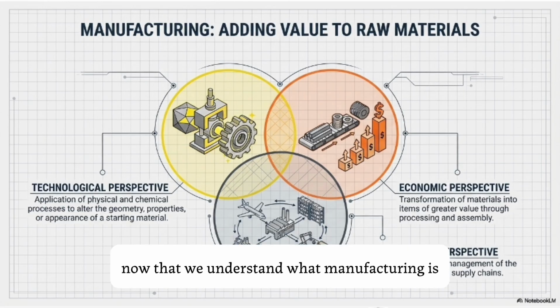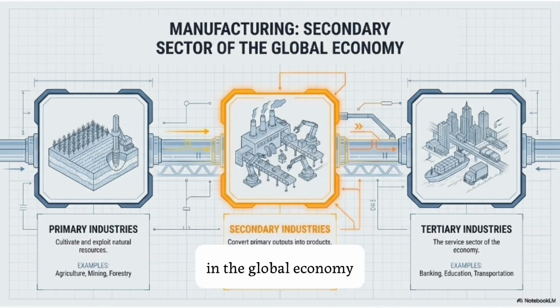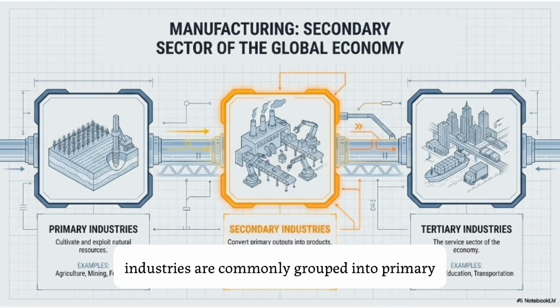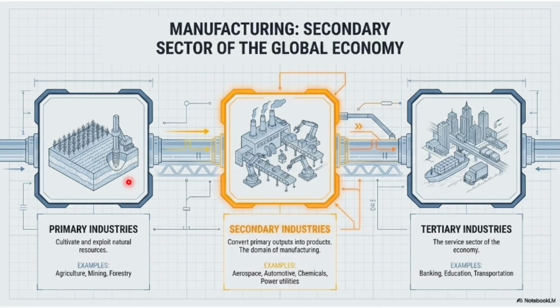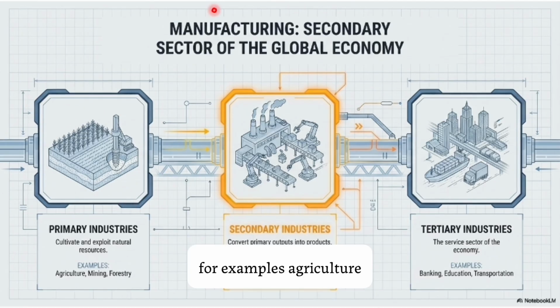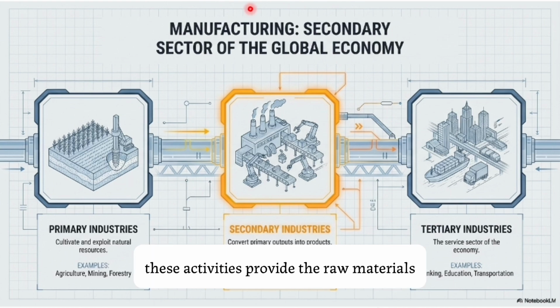Now that we understand what manufacturing is, let us place it in the bigger picture of the economy. In the global economy, industries are commonly grouped into primary, secondary, and tertiary sectors. Now, the primary sector is about extracting natural resources, for example, agriculture, mining, and forestry. These activities provide the raw materials.